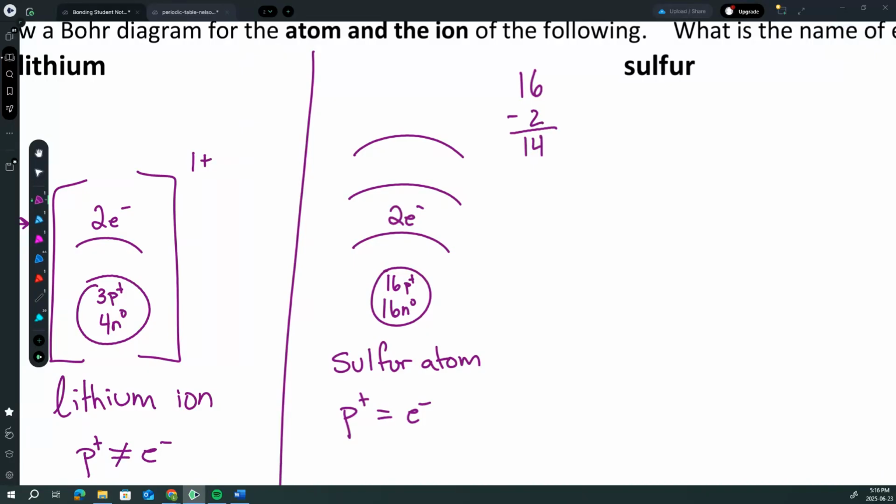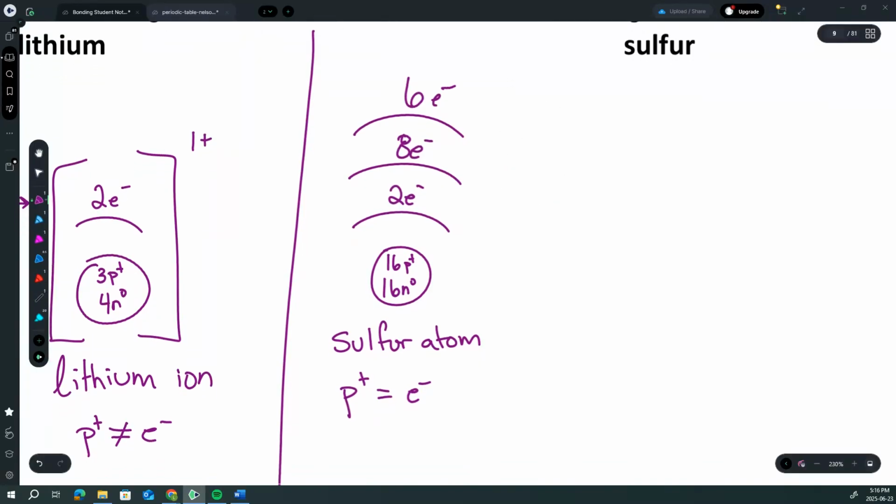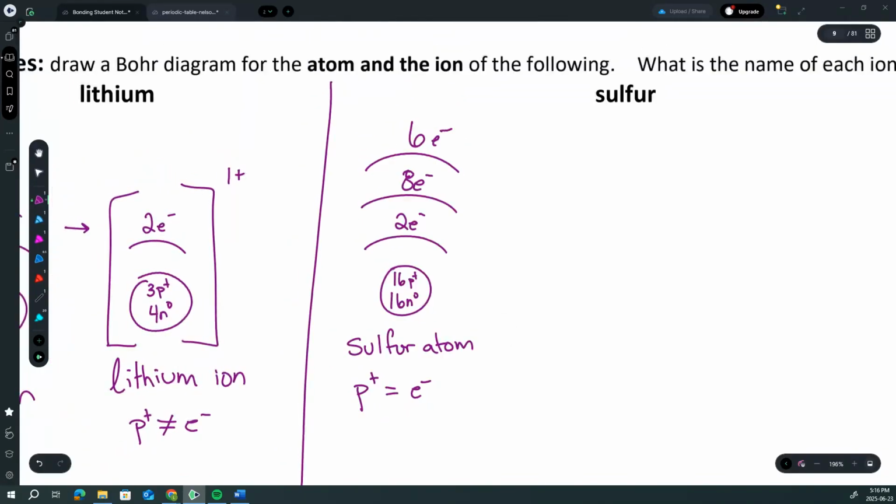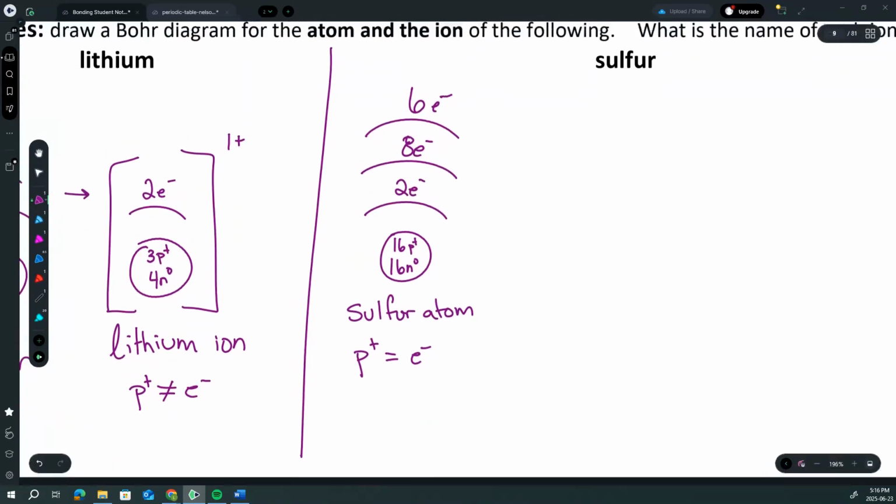And then the next shell can hold a maximum of 8. So I'm going to take away 8 electrons. That's going to leave me with 6 electrons, which are our valence electrons. Okay, which matches up with the group number of 16, the last digit tells us that, yep, there's 6 valence electrons there, so that checks out.